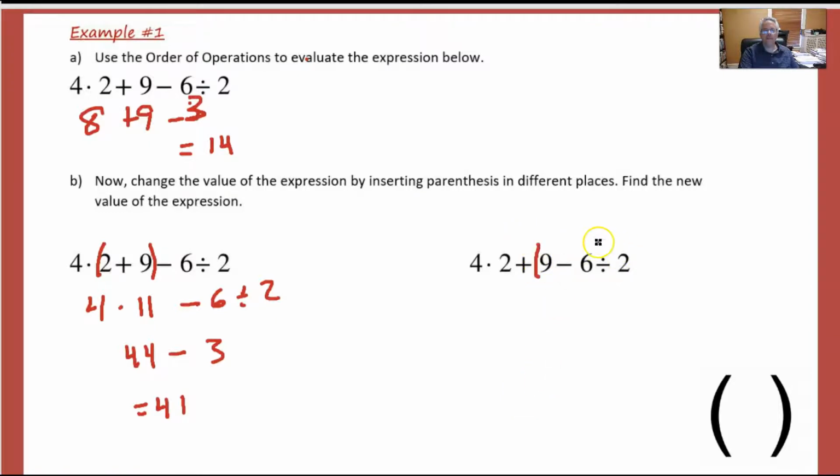We can put the parentheses here to force that 9 minus 6 first. Well, this would be 4 times 2 plus 3 divided by 2. We'll do the multiplication first here, so that'd be 8 plus, when we do the division, we get 1.5. 3 divided by 2 is 1.5, that's okay. And 8 plus that is 9.5.